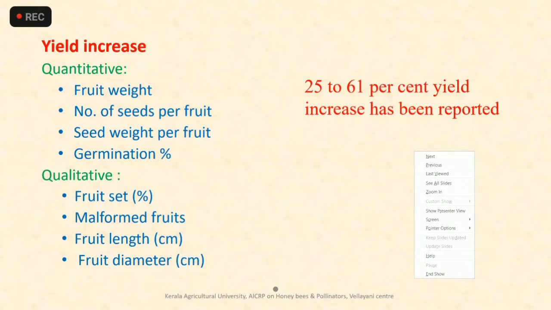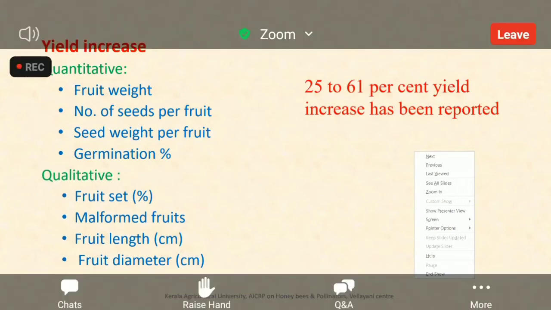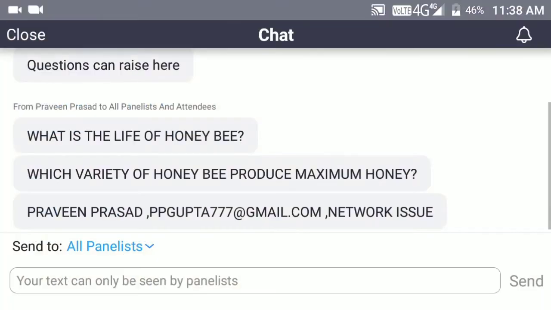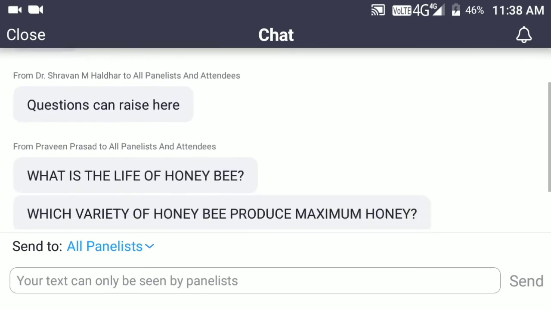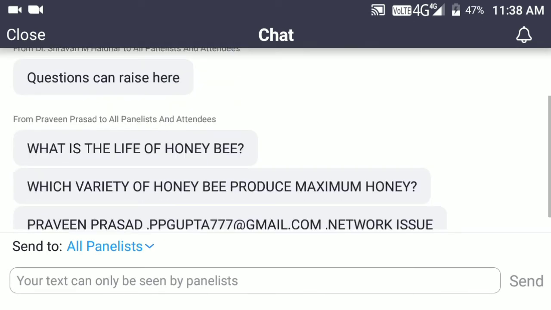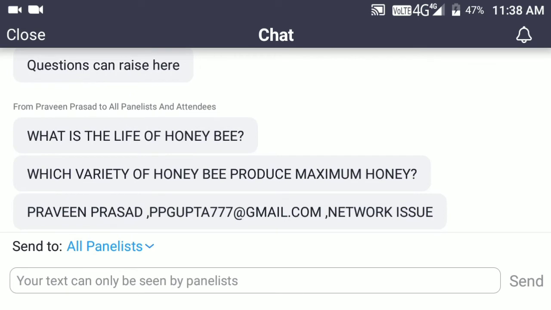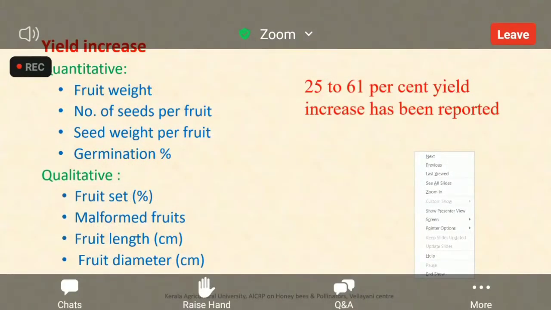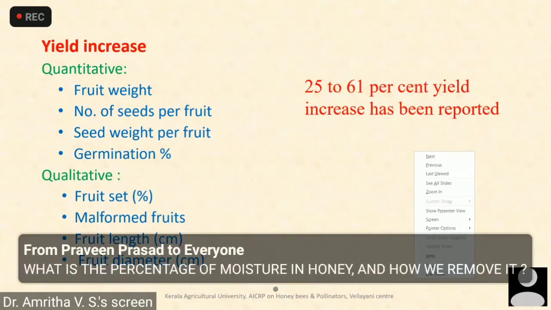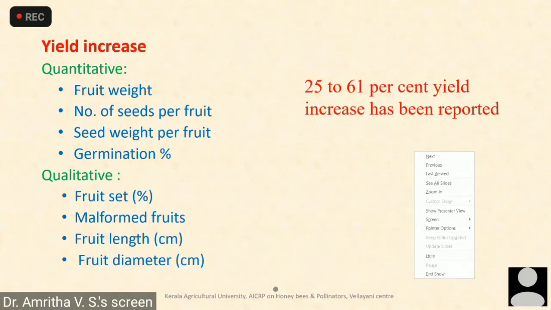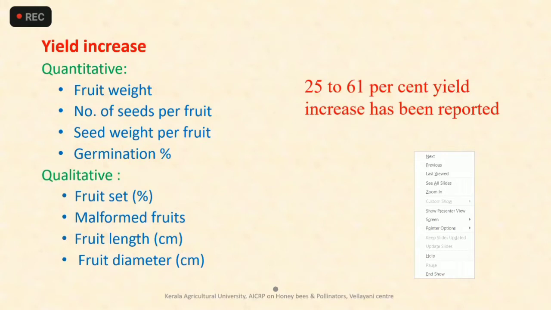A 25 to 61% yield increase has been reported. From our studies, we have done studies in cucurbits. They are highly cross-pollinated crops, so we can efficiently utilize the bees in cross-pollinated crops like cucurbits, and also in oil-yielding plants and seed crops. So what is the quantitative and qualitative increase? Quantitative increase means there will be an increase in the fruit weight, number of seeds per fruit, seed weight per fruit, and germination percentage. Even the mass around the seed, you can see there will be an increase in weight.